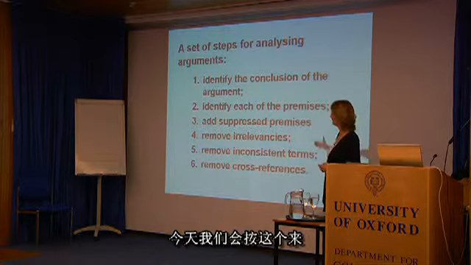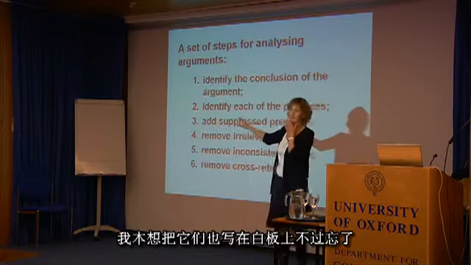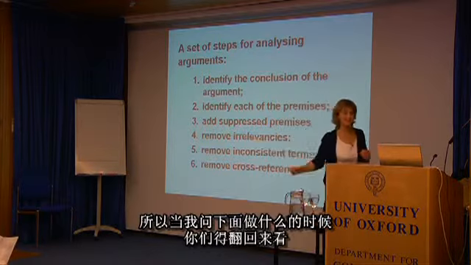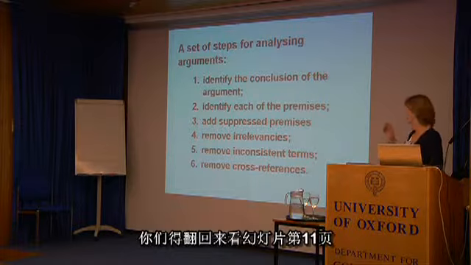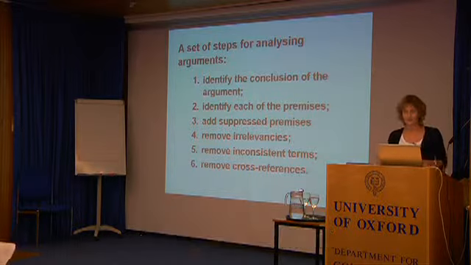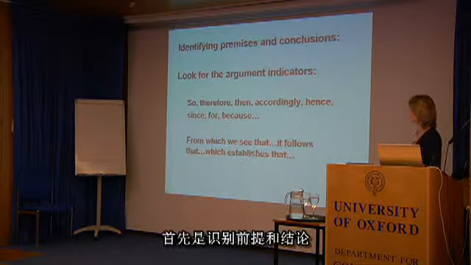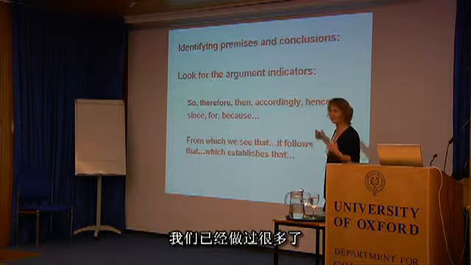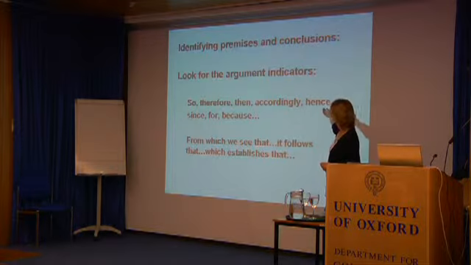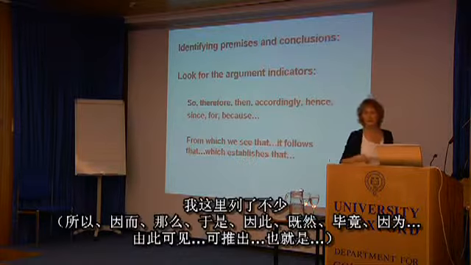Here's a set of steps for analysing arguments. We're going to follow these steps today, and I meant to actually write them out on the board, and I forgot. So you'll have to keep referring back as I ask you what do we do next. You'll have to keep referring back to slide 11. Okay. Firstly, let's look at identifying premises and conclusions. We've already done quite a lot of this, so this is fairly easy. We look for the argument indicators, and I've given quite a few here.